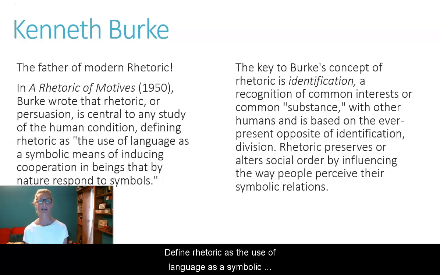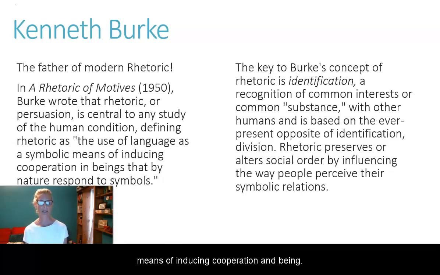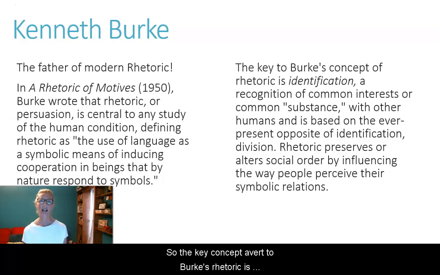He defined rhetoric as the use of language as a symbolic means of inducing cooperation in beings that by nature respond to symbols. So the key concept to Burke's rhetoric is identification. Identification is a recognition of common interest or common substance with other humans, and is based on the ever-present opposite of identification, division. So what does rhetoric do? Rhetoric preserves or alters social order by influencing the way people perceive their symbolic relations. So what does all that mean?